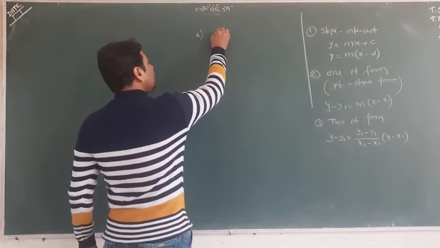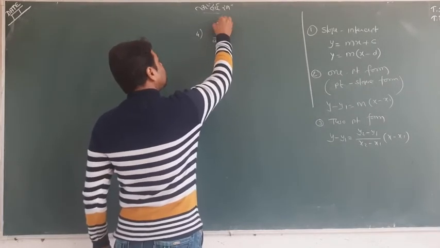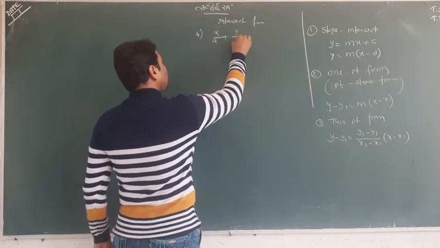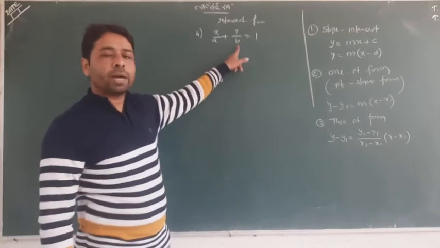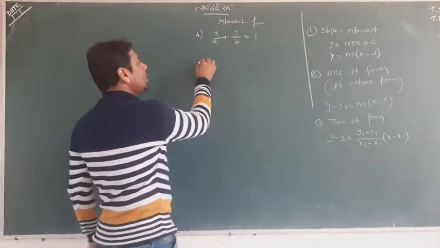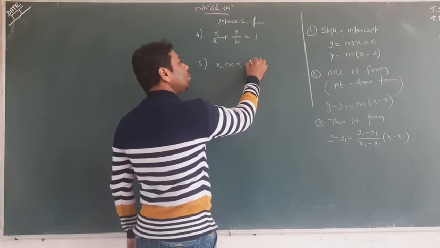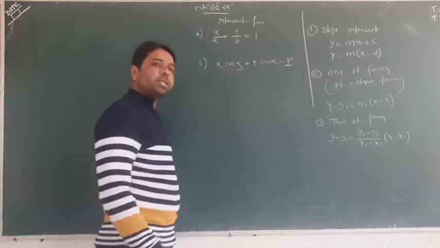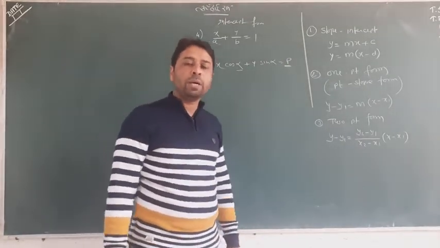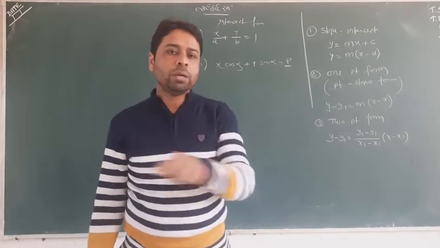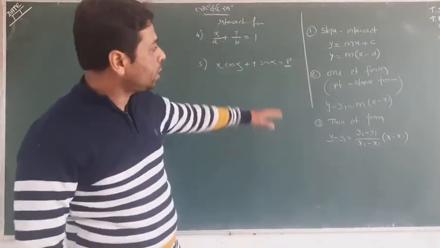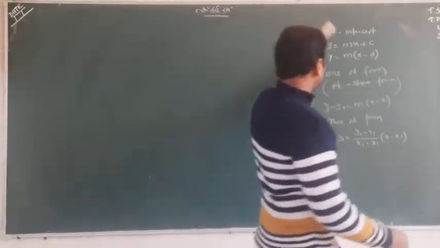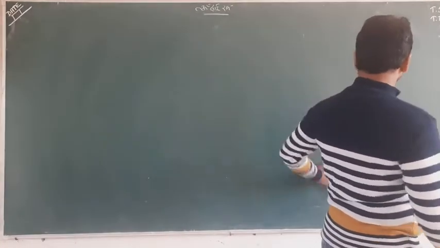Fourth is x upon a plus y upon b equal to 1. This is the intercept form, where a and b are intercepts on the x-axis and y-axis. And last, x cos alpha plus y sin alpha equal to p, where p is the perpendicular distance of the line from the origin and alpha is the angle made by the perpendicular with the x-axis. So these are the 5 equations we have already seen. Now we'll look at questions and what formula you will use according to the condition.